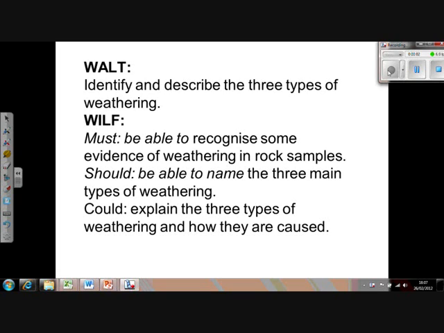So, let's see how we've done. You should be able to recognize some evidence of weathering in rock samples. You should be able to name the 3 main types of weathering, and you could explain the 3 types of weathering and how they are caused. If you can't, re-listen to the video. If you can, I'll see you next lesson.